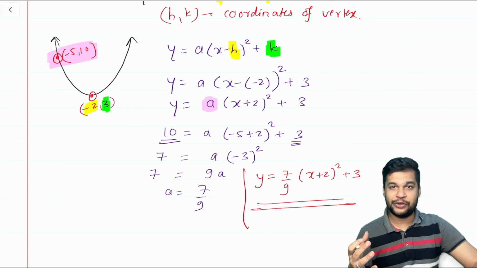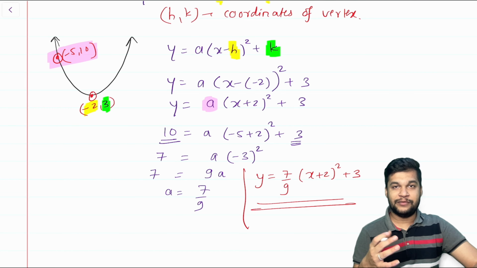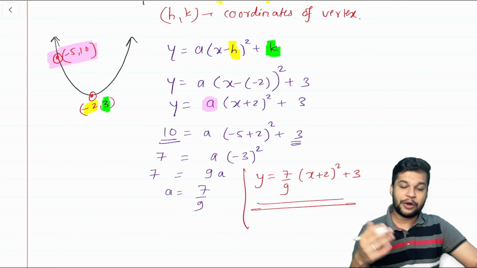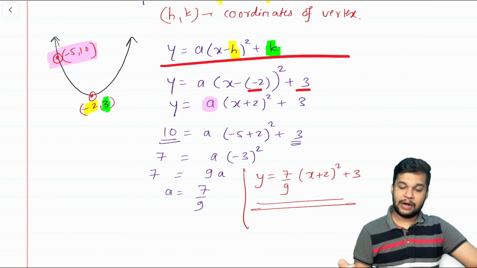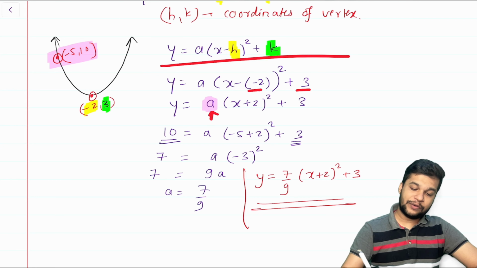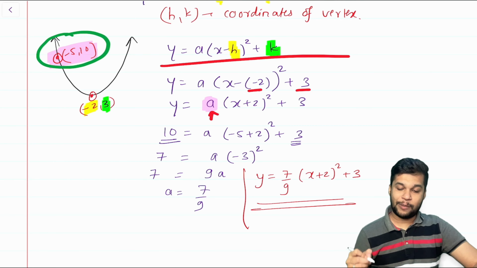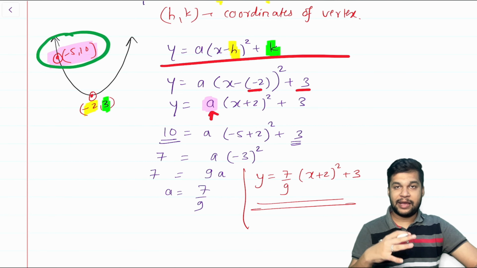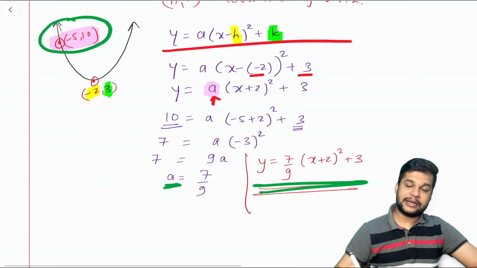You can pause the video and then you can see. I have substituted the value of vertex in the vertex form, which is this. Then I had to find the value of a, so I substituted this point, minus 5 comma 10, in x and y, and that's how I got the value of a, and that's how I got the entire function.